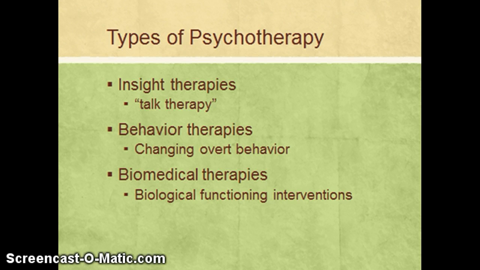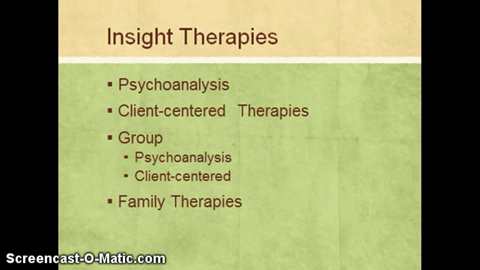As a reminder, there are three different types of psychotherapy discussed in this chapter: Insight Therapies, Behavioral Therapies, and Biomedical Therapies. We will conclude the Insight Therapy lecture. So far, we have discussed psychoanalysis, client-centered therapies, and group therapy. We will conclude with a discussion of family therapy, and then an overall discussion of the pros and cons and strengths and weaknesses of the Insight Therapies.